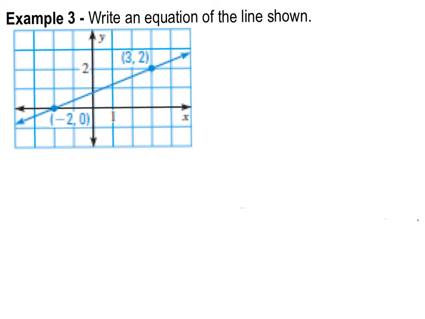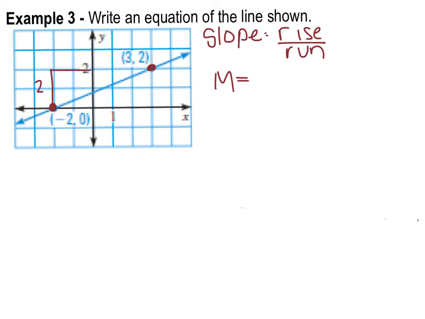Alrighty, for this one, again, we're going to follow those same steps. The first step we've been doing is finding slope. So we know that slope, using a graph, we can use this rise over run. So I'm going to use m, because we use that to represent slope. Our rise, you always count from one point to the next. So I'm going to count from this point to this point. So I'm going to go up 1, 2, and my run is 1, 2, 3, 4, 5. So my slope is 2 over 5.